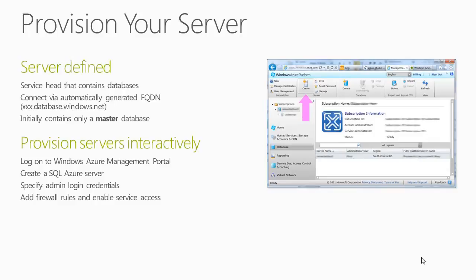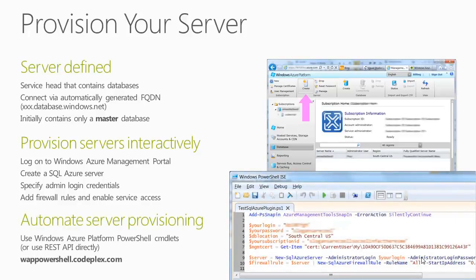Now there's several ways we can provision a server, but the real easiest way is to log into the Windows Azure Management Portal, create and provision our servers through there. When we create our SQL Azure server, we specify an admin login credentials, and those credentials really are a lot like SA, the SA login that we know. And then we add the firewall rules and enable the service access. At that point, we're granting access to who can get access to our SQL Azure server.